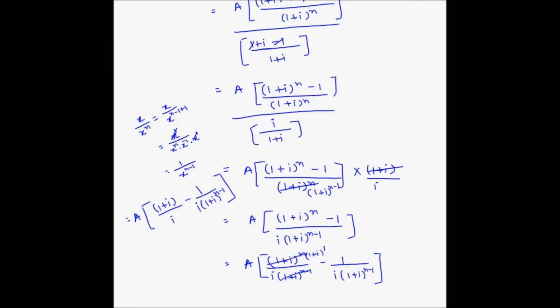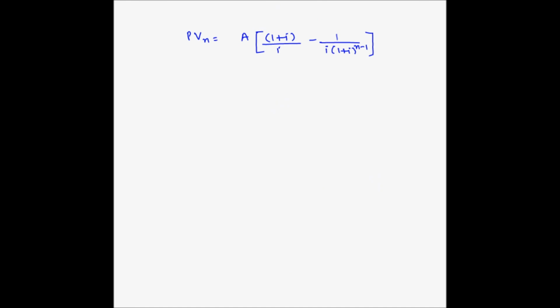Now let's take this one even further. So this is the equation we got in the previous step. Now here let's take this portion, which is 1 divided by I into (1 + I)^(n-1). Now this can also be written as 1 divided by I into (1 + I)^n into (1 + I)^(-1). Now the numerator can be written as (1 + I)^0, because anything to the power 0 is 1, divided by I into (1 + I)^n into (1 + I)^(-1).